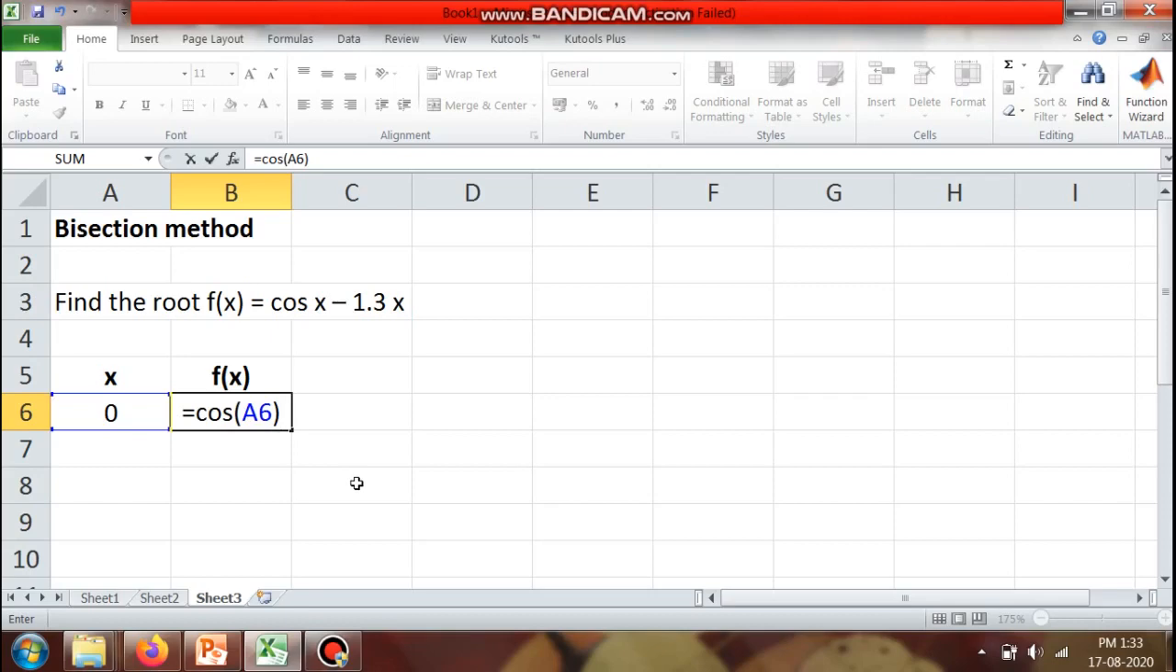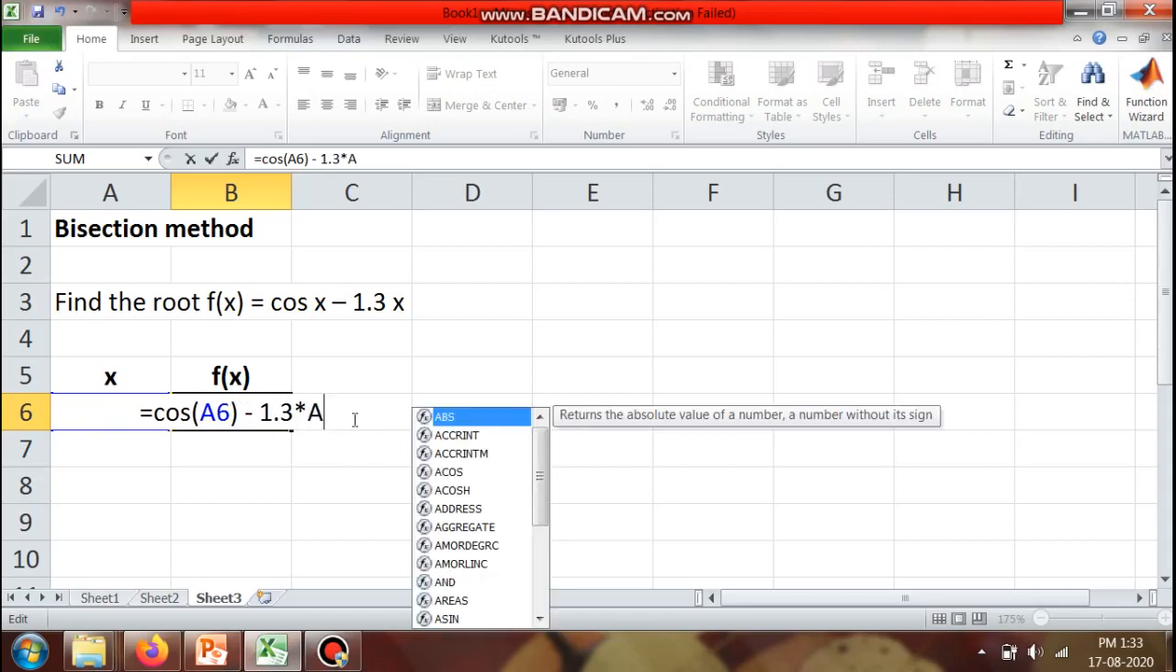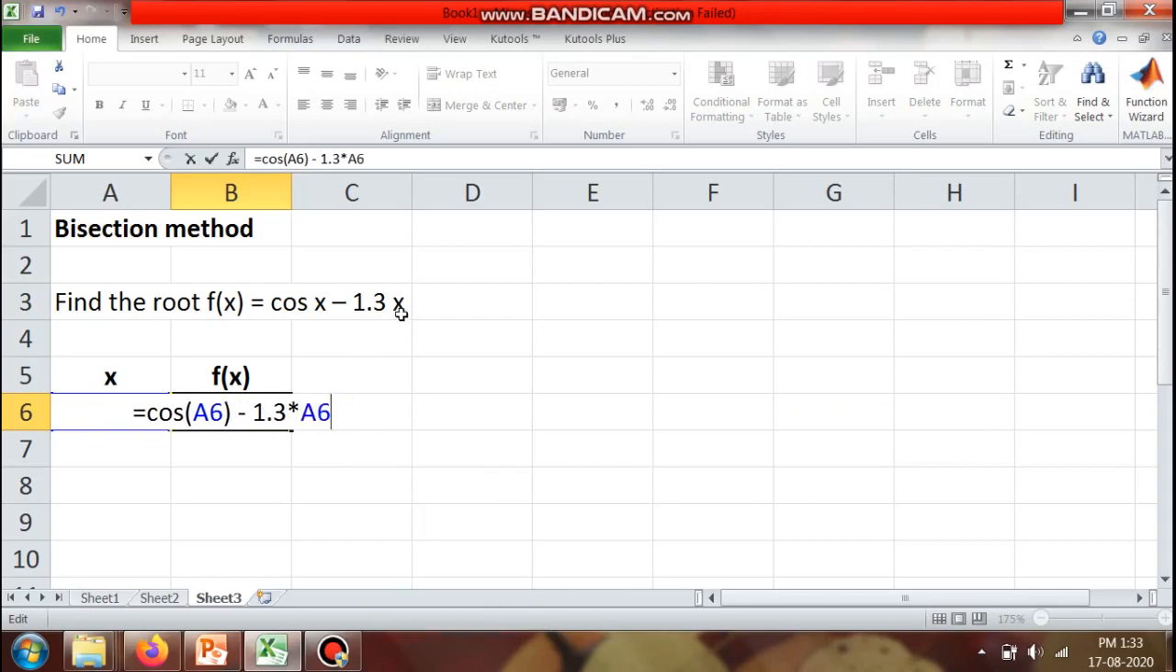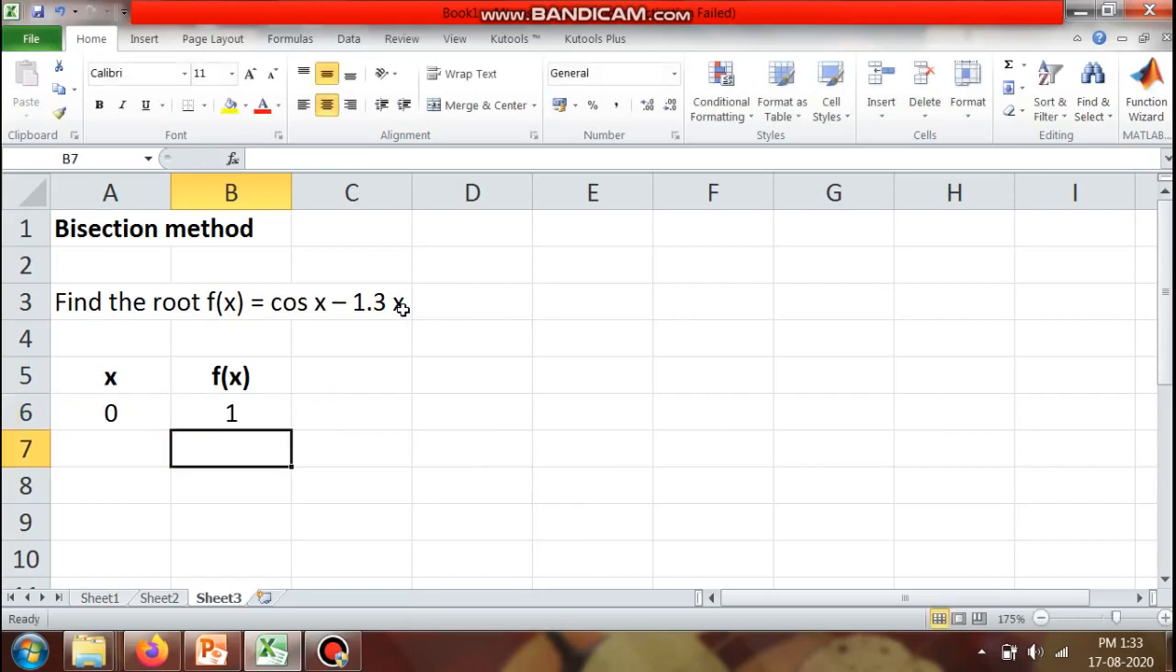So cos A6 minus 1.3 into, now for multiplication you have to use the star symbol, and again you have to write A6, because here the value of x is assumed to be 0, and now after this you just have to press enter. So you can see the value of the function when x is 0 is 1. So the value of f of 0 is nothing but 1.